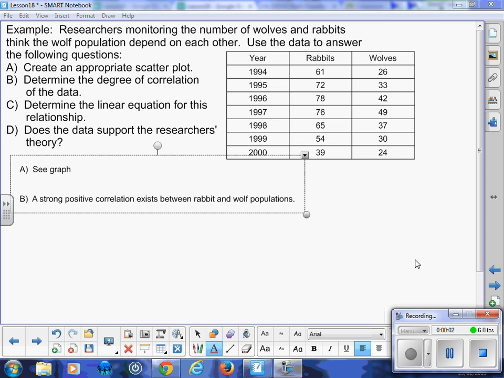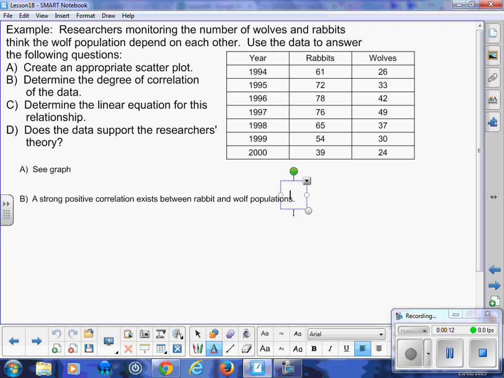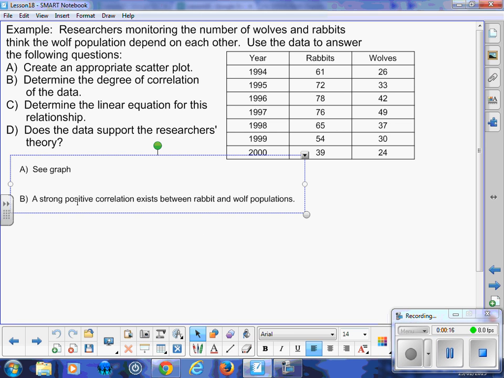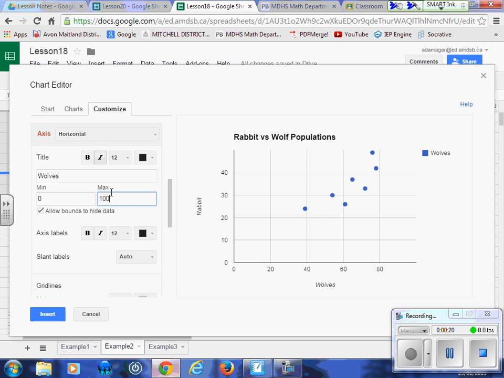Okay, welcome back. So we just left off answering B. We talked about the degree of correlation. So we're on to C part. We want to determine the linear equation for this relationship. And I'm going to go back and I'll add in correlation factor here. Strong positive correlation exists because we've got to figure the numeric value.